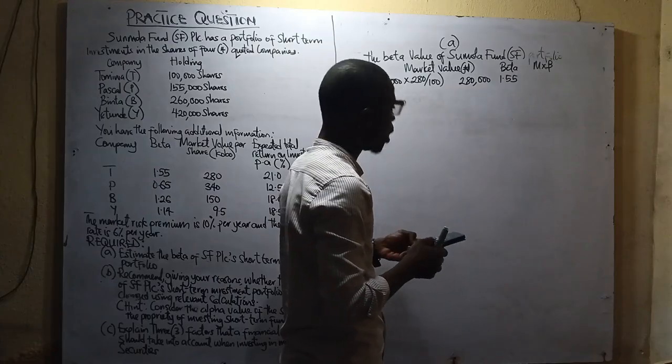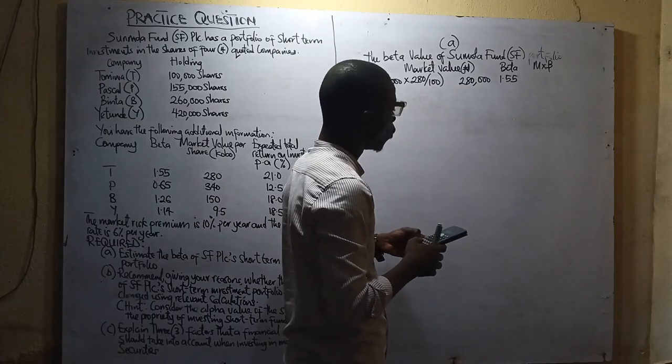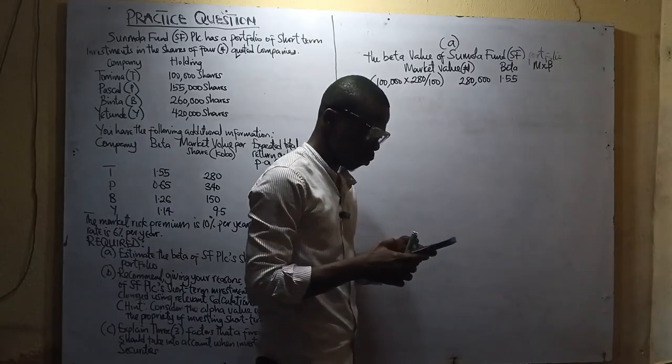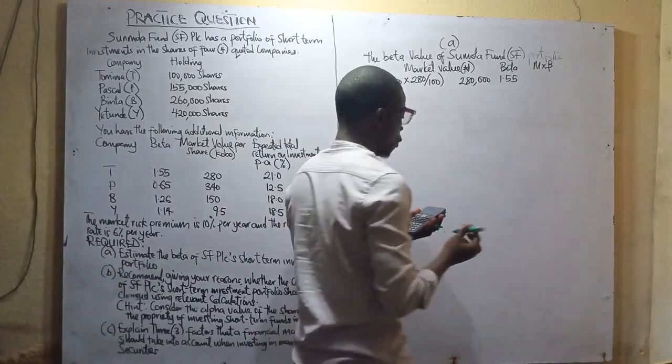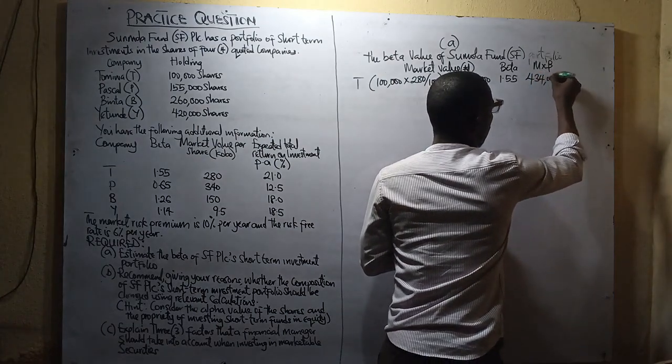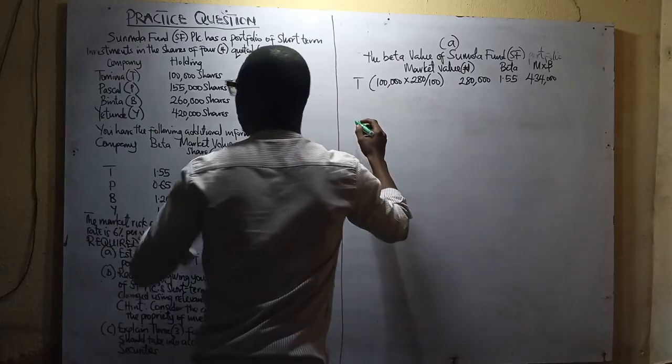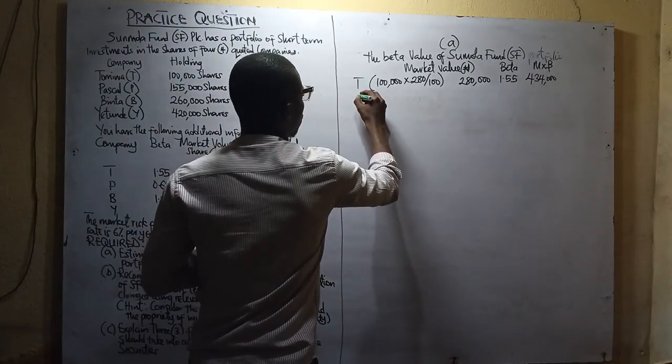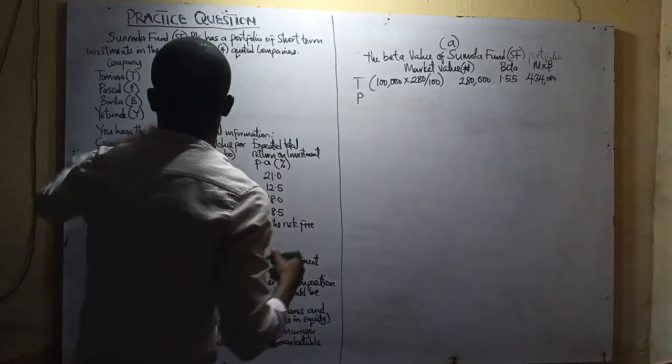280,000 times 1.55 will give us 434,000. Now let's calculate for the same for P, Pascal.